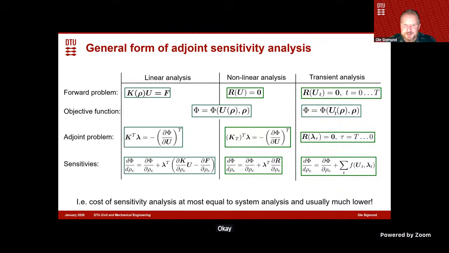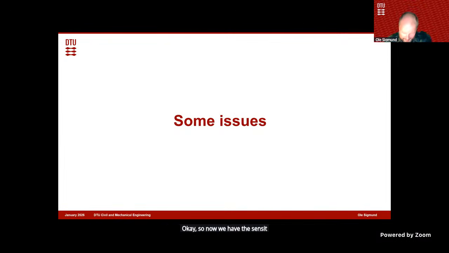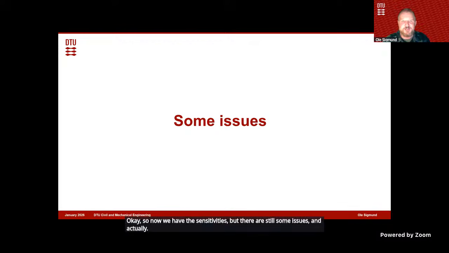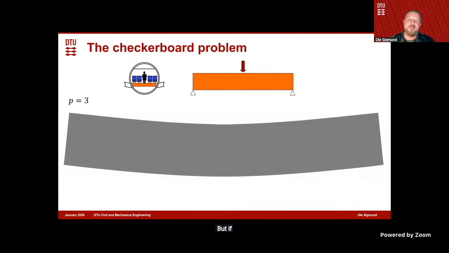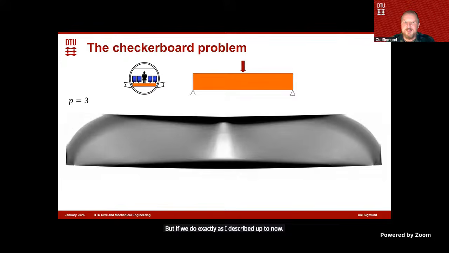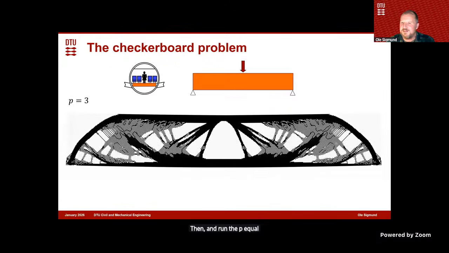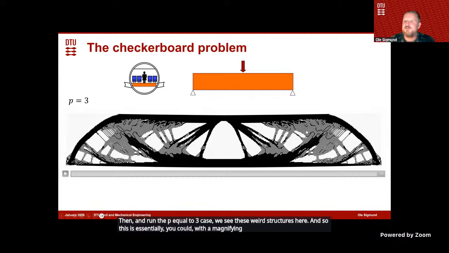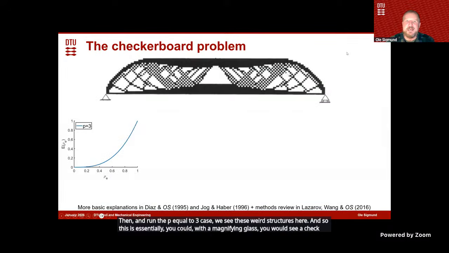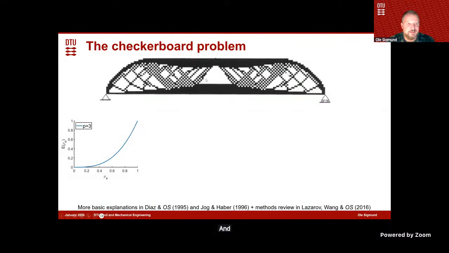Okay, so now we have the sensitivities, but there are still some issues, and actually I was hiding some of these issues. One thing is the checkerboard problem. I didn't show it in the original examples, but if we do exactly as I've described up to now and run the p=3 case, we see these weird structures here. And so this is essentially, with a magnifying glass, you would see a checkerboard pattern, and here there's another structure, and just a short explanation for that.